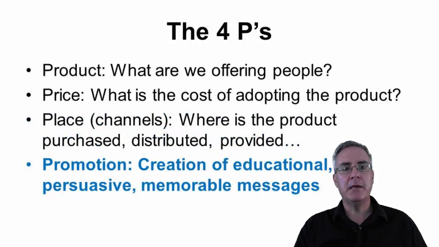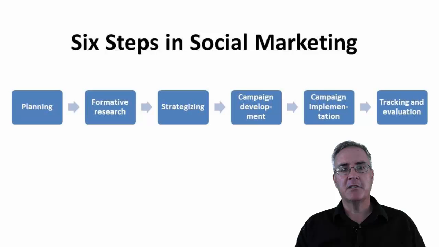The 4th and final P is promotion. Promotion is the creation of messages that sell the product, that offer people an attractive exchange. Just as products have slogans and logos, so too must the social marketing product. Branding is important. Here, persuasion theories can be important, but we are using persuasion theories within a consumer orientation frame. There are 6 strategies in social marketing: planning, formative research, strategizing, campaign development, campaign implementation, and tracking evaluation.